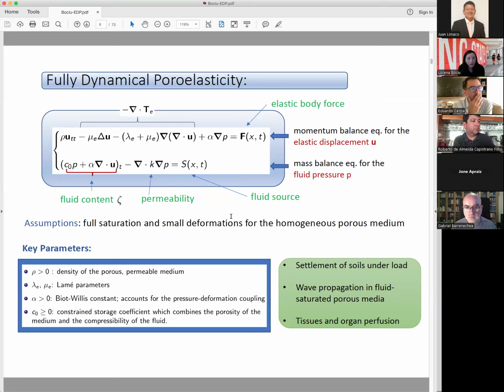In order, what are the key parameters? Of course, rho, as usual, is the density of the porous permeable medium. Lambda E and mu E are the Lamé parameters of elasticity.